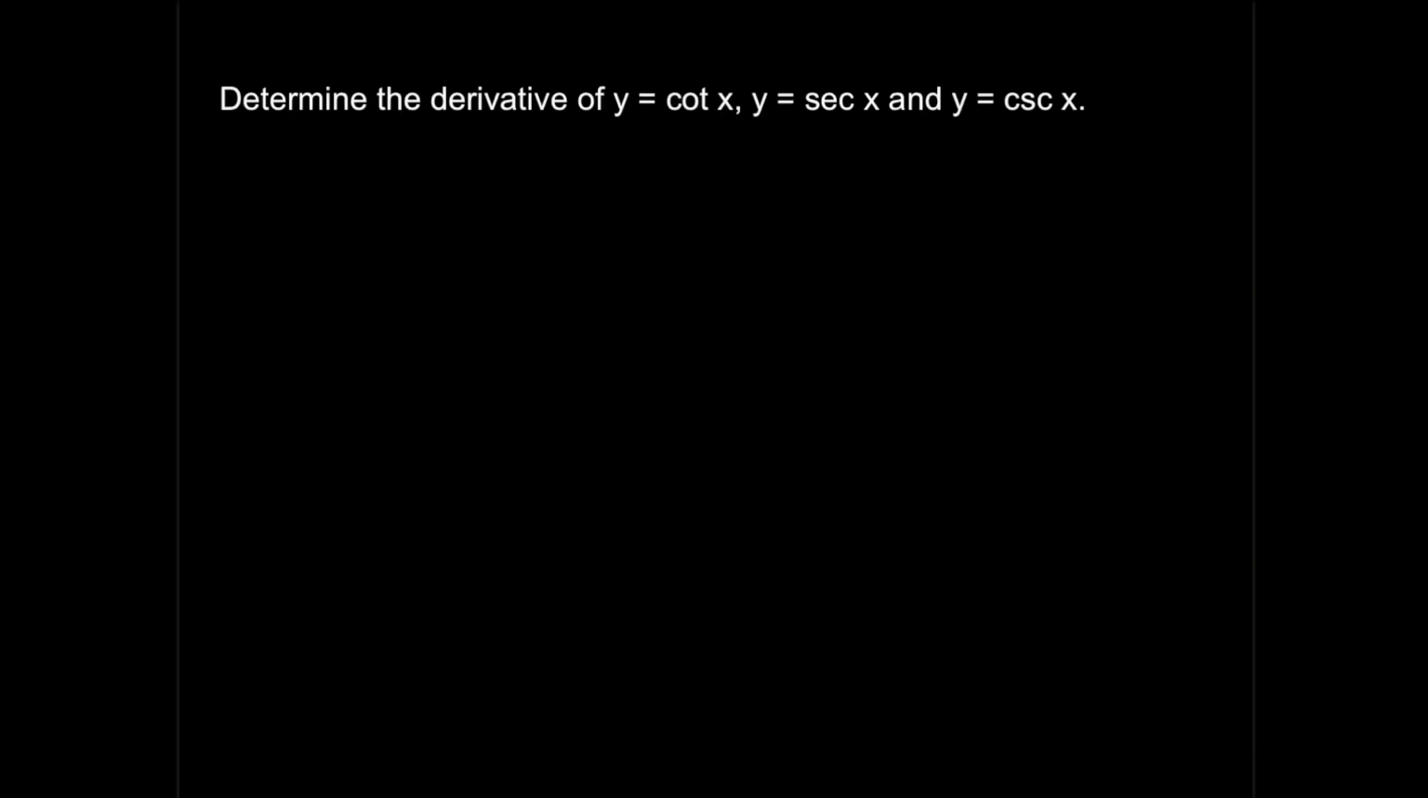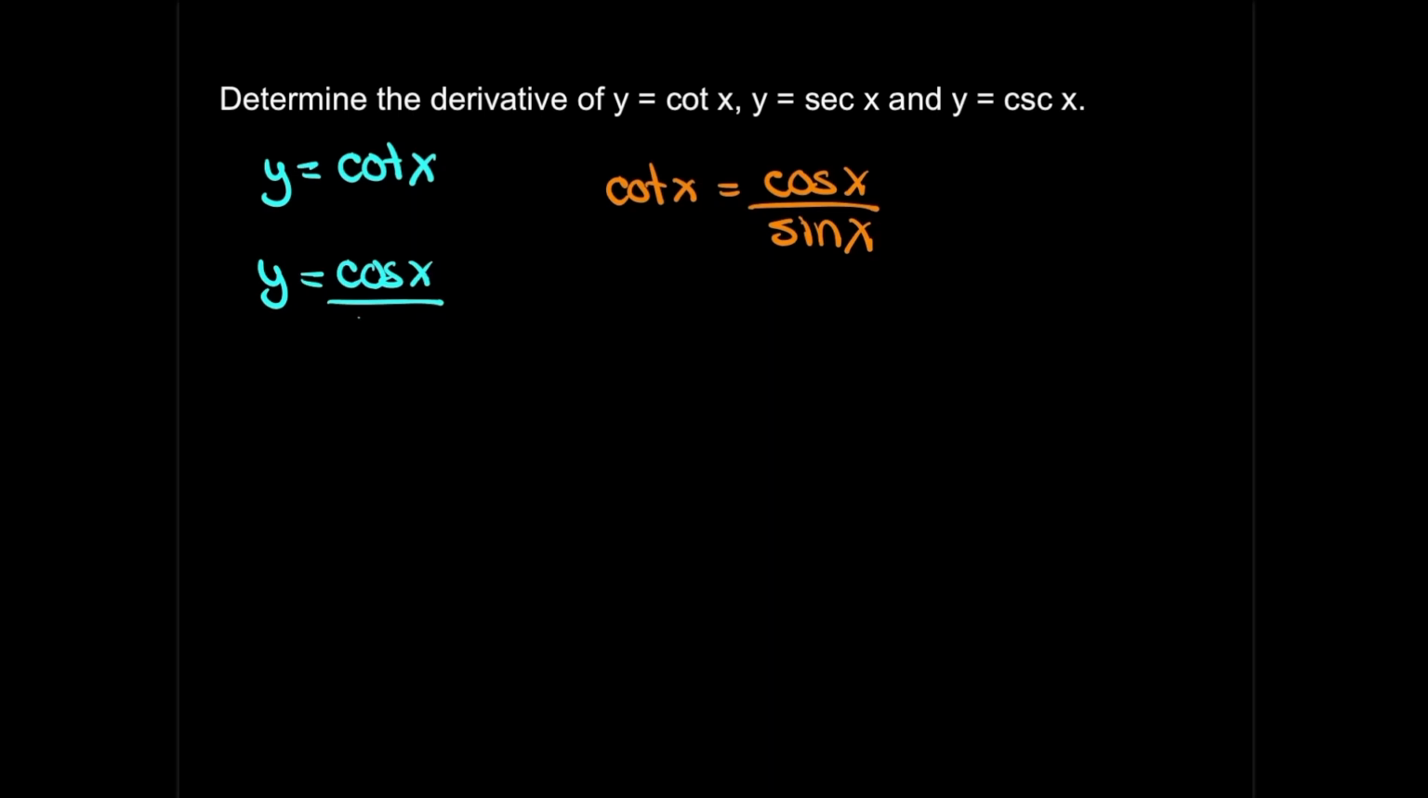Let's take a look at some more. So let's take a look at the derivative for cotan of x, for secant of x, and cosecant of x. So let's start with cotan of x. So we know that if y equals cotan of x, using our quotient identity, cotan x is equal to cos x over sine x. So we're going to use that now to rewrite this. So our cotan of x becomes y equals cos x over sine x.